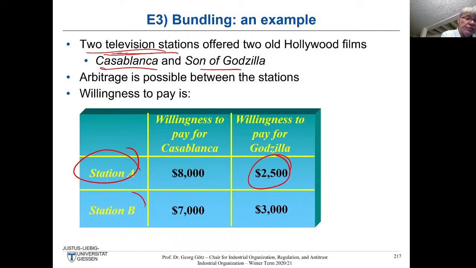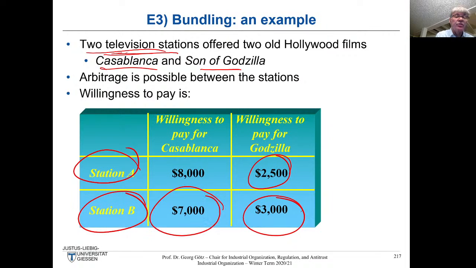The other, if you're German, you call it Tele 5, where I think they even have a time of the week where they broadcast the worst movies ever. And of course, they have a higher willingness to pay for this trash Son of Godzilla, but a lower willingness to pay for this classic Casablanca.